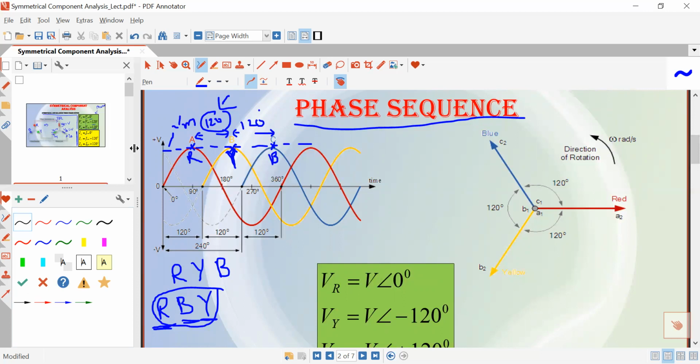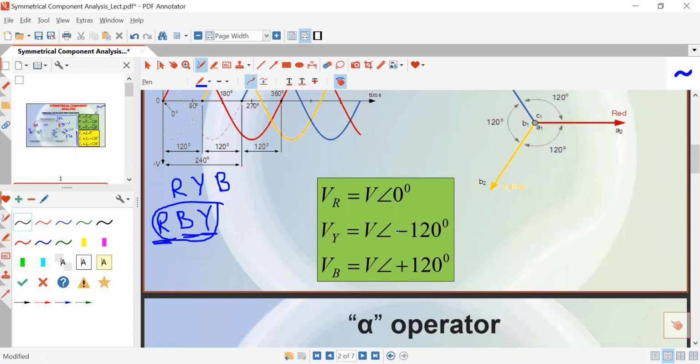So here you can see Y is attaining its maximum, but after an angle of 120 degrees from R. So it is lagging R by an angle of 120 degrees, and this lagging is represented by a minus sign here. That is why there is a minus sign here. This minus sign means Y is lagging R by an angle of 120 degrees.